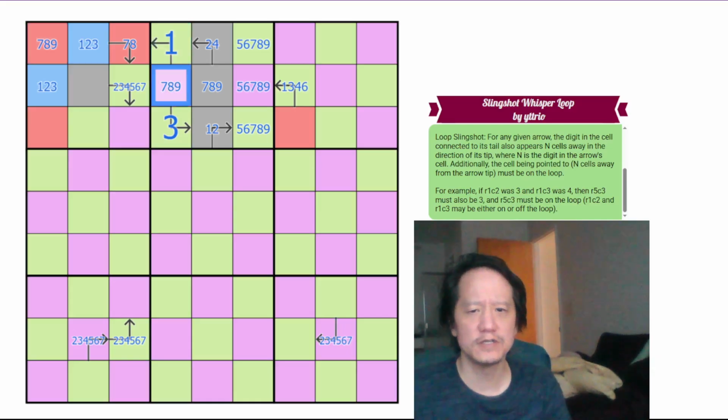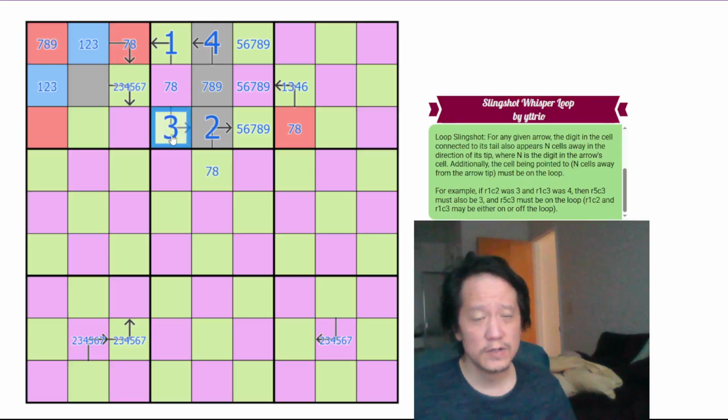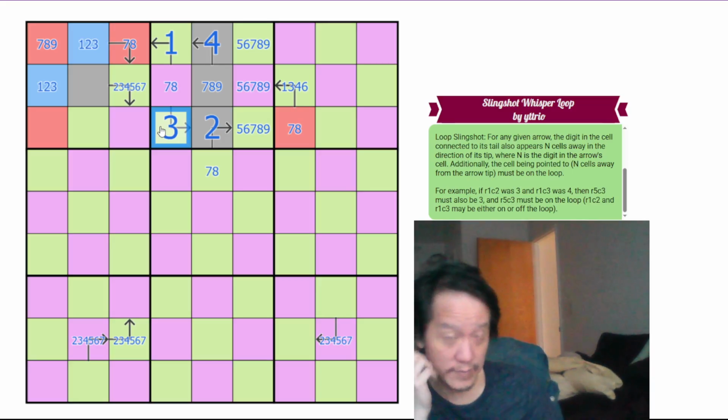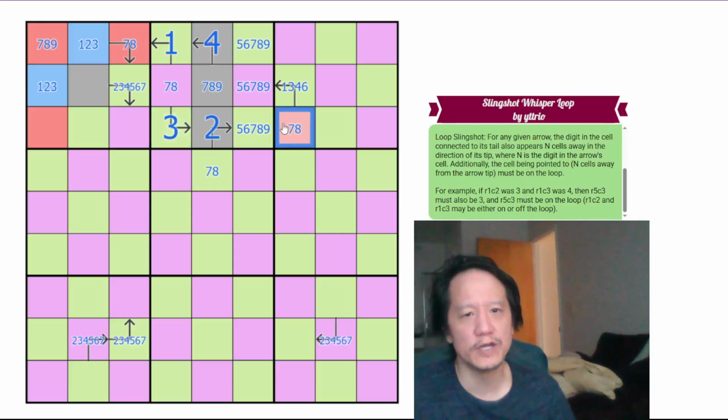So this matches here. This is then 7 or 8. This 1 eliminates 1 here, so that's 2, which forces this also to be the same 7 or 8. So that's 4. That matches this one. We haven't done this one with it's assuming it's 5. That's interesting. So this is 7 or 8. It's on the loop. It cannot go this way.